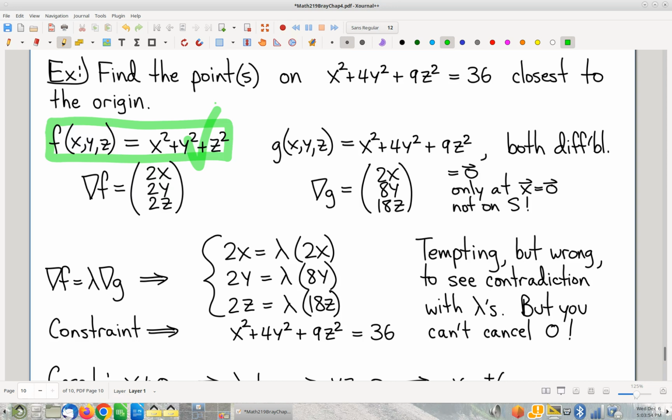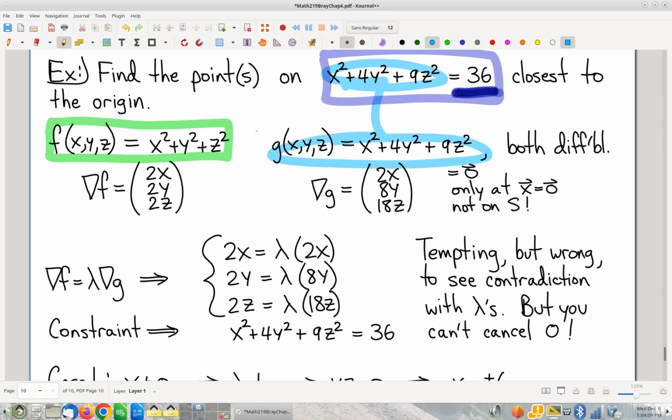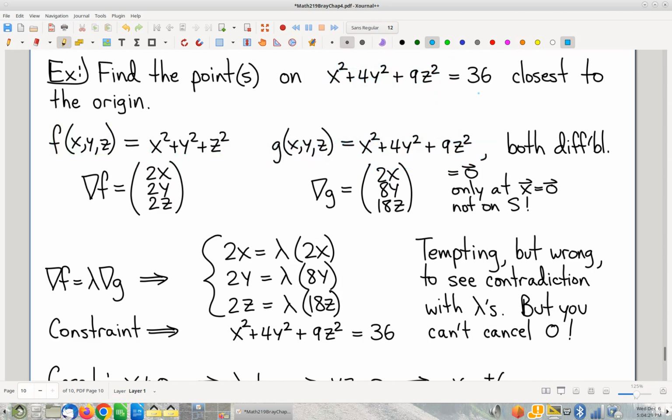I encourage you to keep this one in mind. Okay, so that is our objective function. Our constraint is this. Again, make sure to write your constraint as something equals a constant. That something is your constraint function. So we have an objective function and a constraint function. And now again we proceed with our 3 steps, 3 conditions to check.